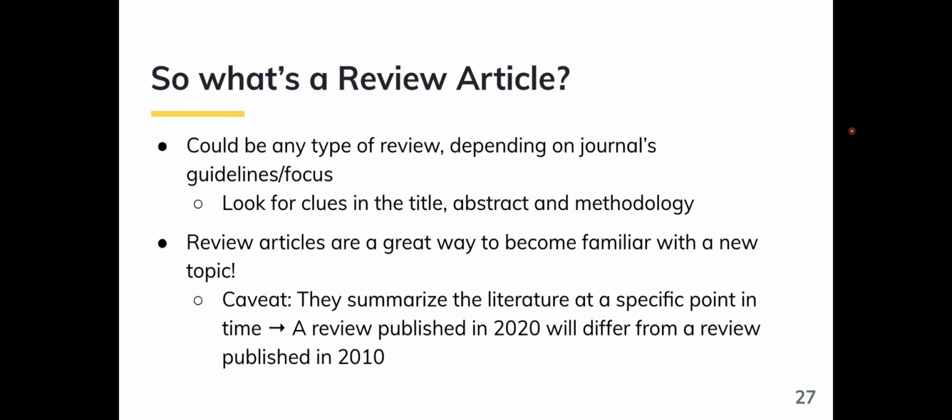The one caveat with review articles is that they summarize the literature at a specific point in time. So for example, a review article that was published last year in 2020 will have more of the recent research than a review article that was published in 2010 on the same topic. So that's just something to keep in mind with review articles. I'm not saying don't use a review article from 2010, but just be aware that if you do use that article, you will need to make a cognizant effort to find research that has been published more recently on your topic.